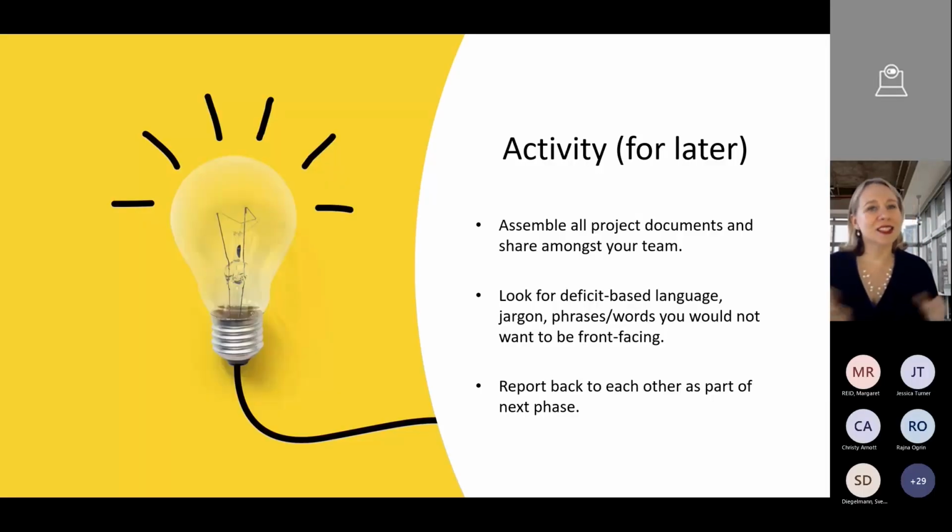So this is what I'm calling an activity for later, because obviously as part of our hypothetical project with the townspeople and flood, we don't have project documents. But if you have project documents, a good idea is to every now and then just go back through and look for the deficit-based language, look for jargon, look for phrases or words that you wouldn't want to be front-facing.